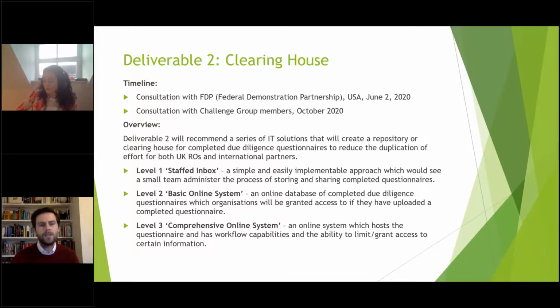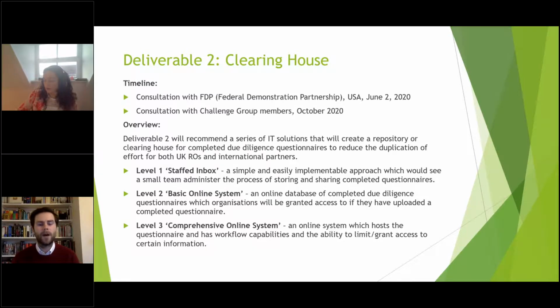So in addition to the consultation that we undertook with ARMA members and African research managers and administrators, we also consulted with colleagues in the United States who designed and implement the Federal Demonstration Partnership Clearinghouse. Those of you who've applied for US funding may have come across it already. But those conversations led us to 3 solutions based on their experiences, which we've then gone away and worked up as a project group, and have since taken to the challenge group.